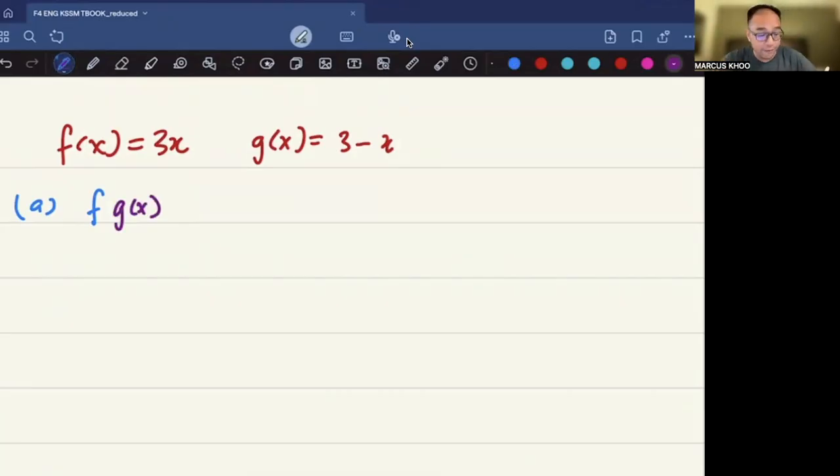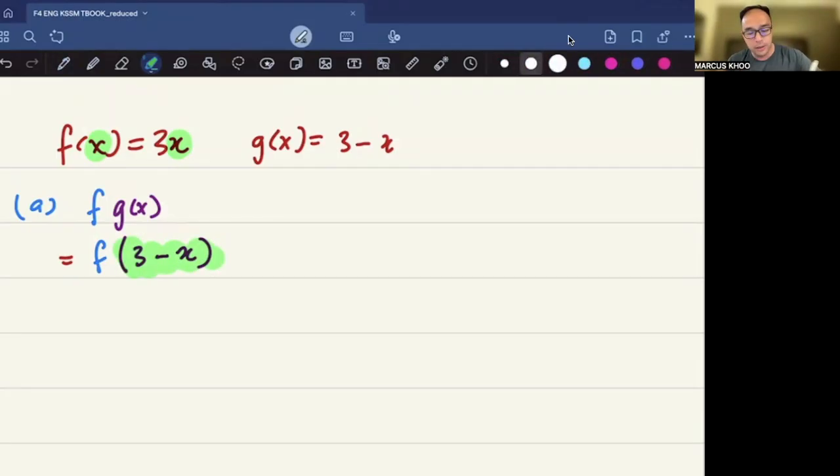So the first thing you do is take the g(x) and put it next to the f. So you will get f, and then what is your g(x)? Your g(x) is 3 minus x. After that, we need to remember, everybody, this is the object in this function. Whatever is inside the bracket must be put into the object on the other side of the equation. So now our object is 3 minus x.